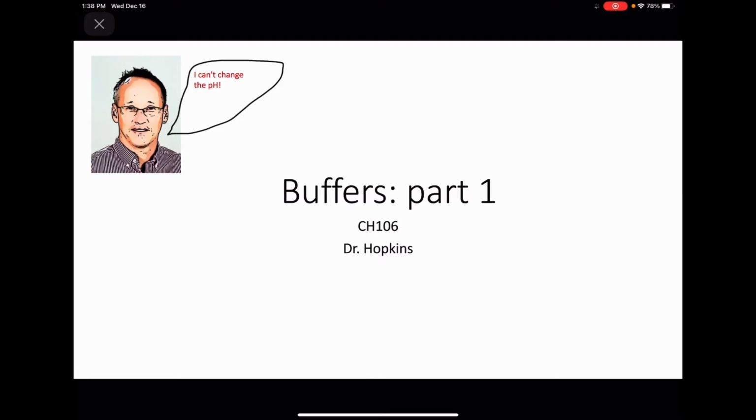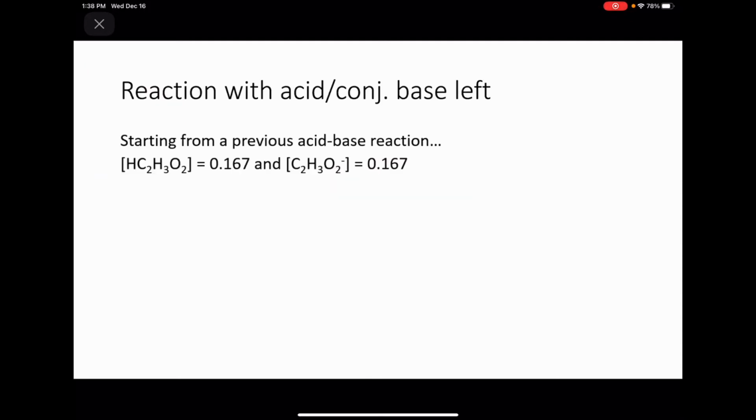We're going to cover buffers today. So we're going to start where we left off in the last video, where we ran a reaction. At the end of the process of reacting weak acid with strong base, we had weak acid and conjugate base left over. So we'll start from that one where we had, I think, 0.167 molar acetic acid and 0.167 molar acetate ion left over.